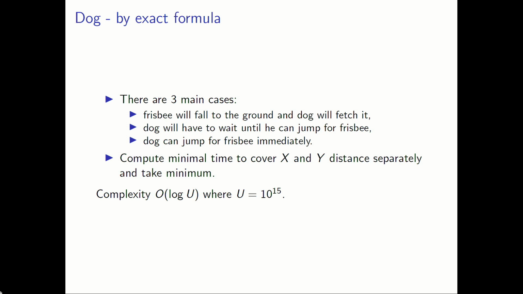And also you could solve it in a way that you split the whole thing into three main cases. Either the frisbee will hit the ground and wait for the dog to fetch it, or the dog has to wait for a bit because the frisbee is too high, or the dog can jump for the frisbee immediately and maybe still in the air come back to its owner.